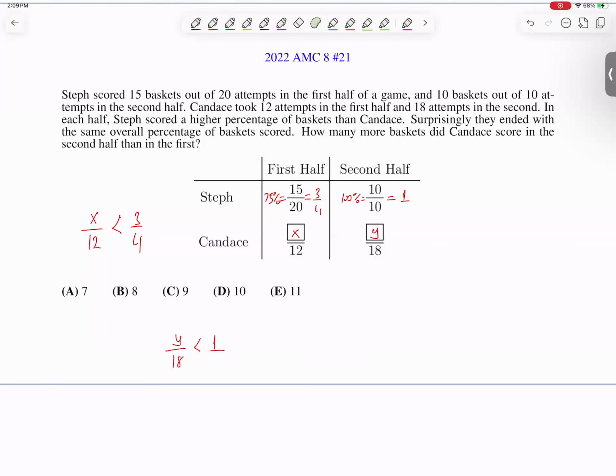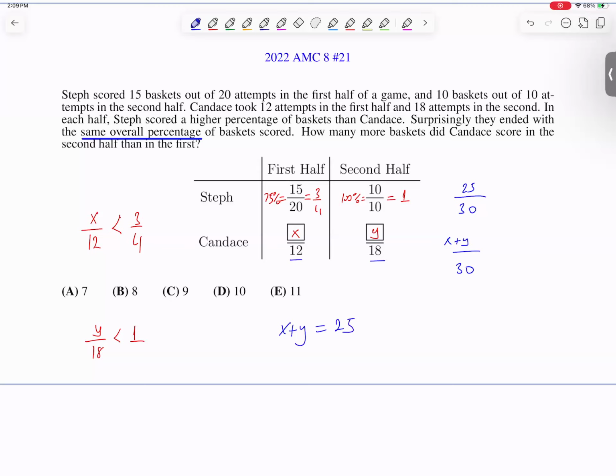Okay, and what else do we know? Surprisingly, they ended with the same overall percentage. Overall, Steph scored 15 plus 10, which is 25, out of 20 plus 10, which is 30. And Candace also, if you look at 12 plus 18, that's 30. So X plus Y has to be 25, because they have to score the same overall percentage.